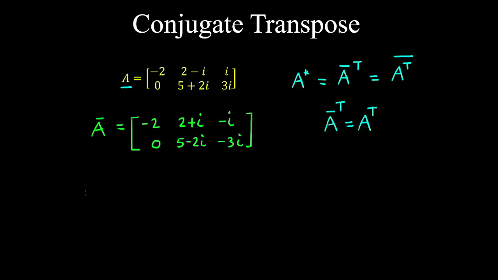And then to find the conjugate transpose, we just take the transpose of this matrix. So we have minus 2, 2 plus i, and minus i, and 0, 5 minus 2i, and minus 3i.